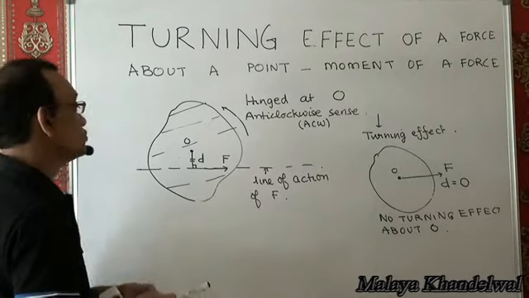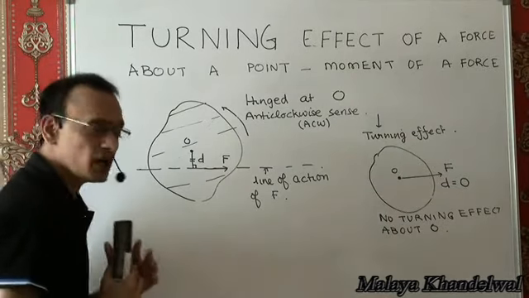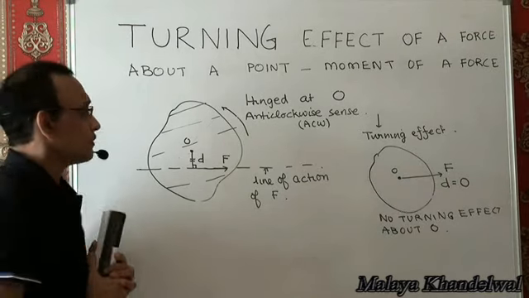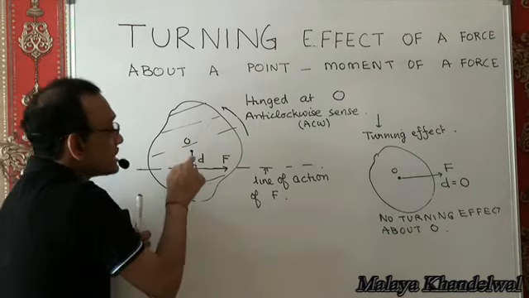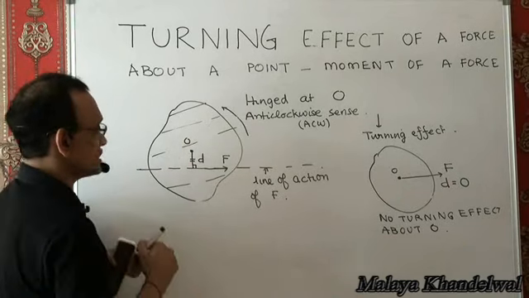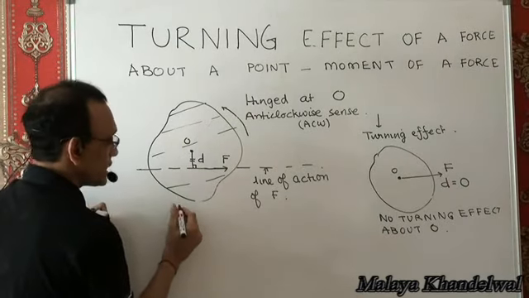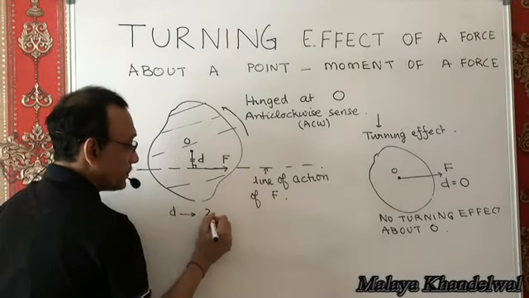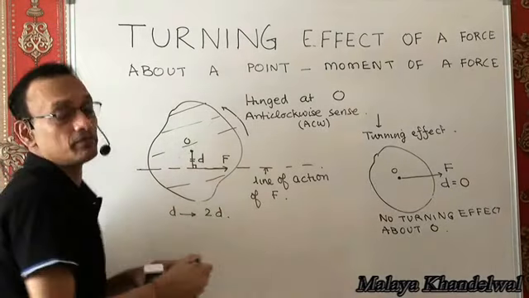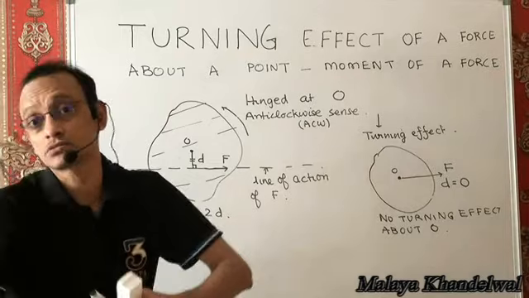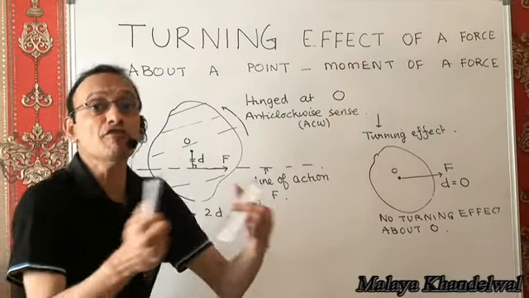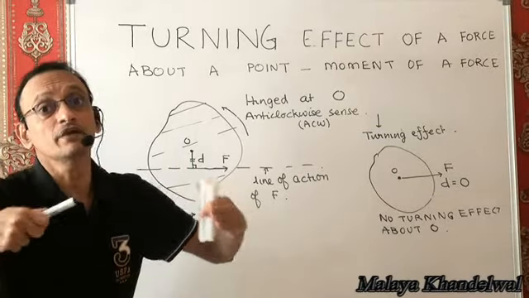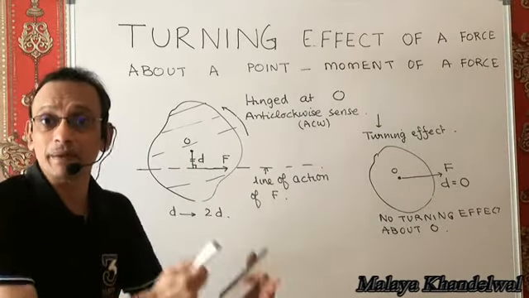Also realize that if I increase D, say if D becomes 2D, then the turning effect doubles. If D becomes half of D, then the turning effect halves. If D becomes 0, the turning effect becomes 0.